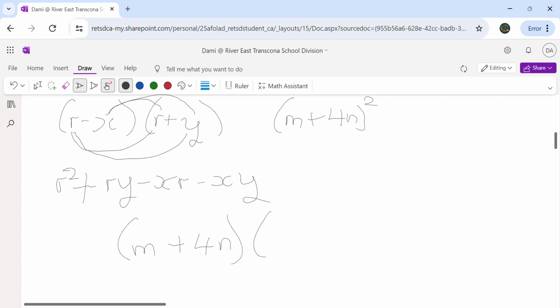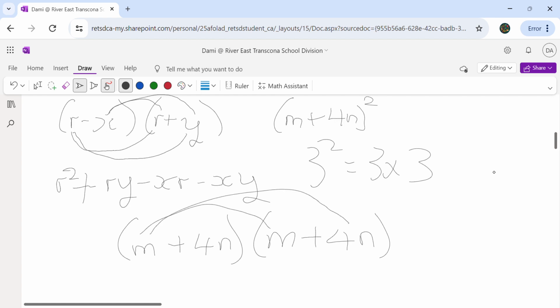squared. So that means we have 2 of it. If you say 3 squared, you mean 3 times 3. Same thing with this. We mean multiply them by each other. Make sure you multiply each of them by each other.